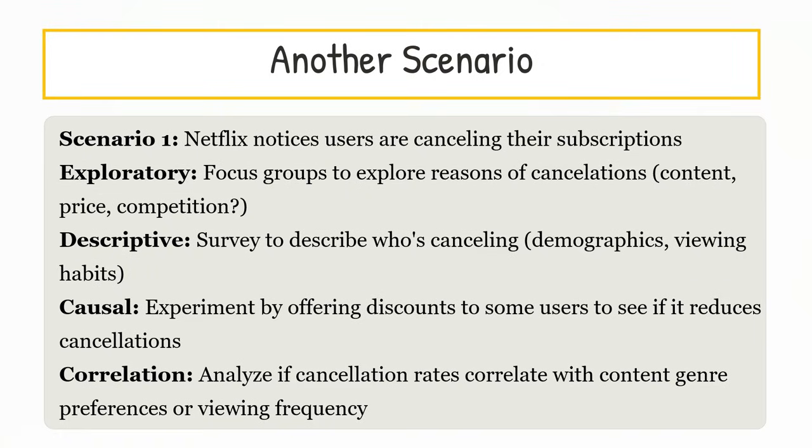If you as a researcher want to conduct an experiment by offering a discount to see if the users reduce their cancellations, then obviously you have to select the causal cause and effect type of research design. And if you want to study or analyze if the cancellation rates are related to the content genre preferences or viewing frequency, then you have to select the correlation type of research design.